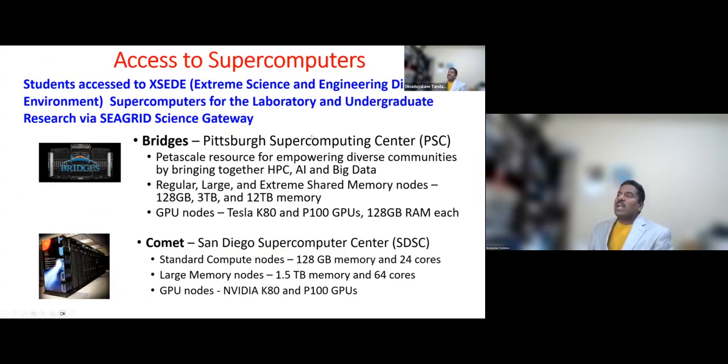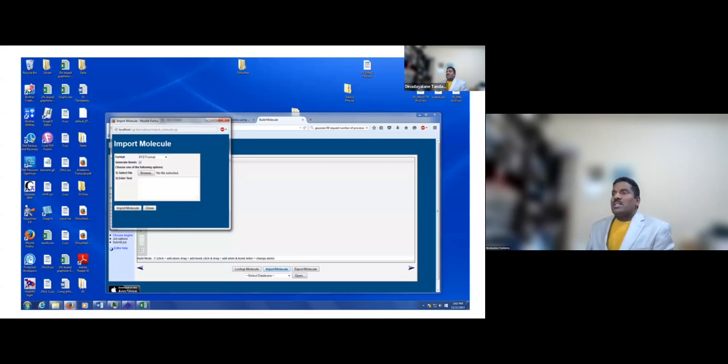So the students access the Bridges and Comet, because right now it's not the Comet, it is Expanse. At that time students accessed both machines depending on what they want to do and also how busy the machines are. So I used to switch. That is another thing. And this is one of the ways how we are giving the input files, right?